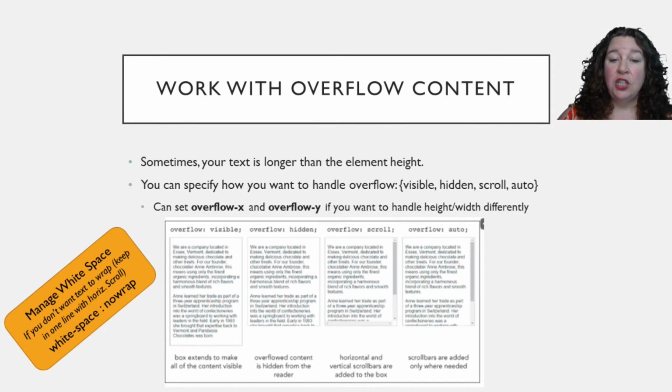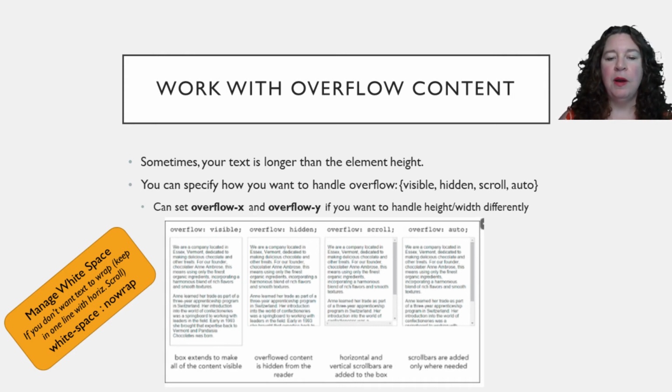So in that case, you can handle your overflow as being visible, showing everything on your overflow, all of your text. It's going to increase the height of your element as necessary. Overflow being hidden means there will be no overflow. Anything that doesn't fit in the box just doesn't show up.